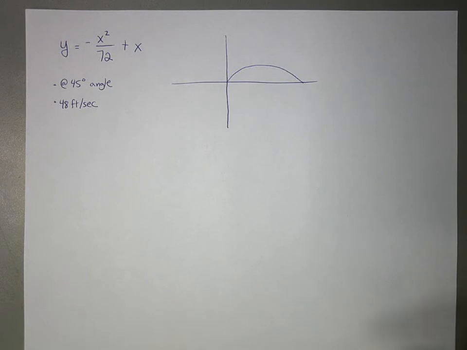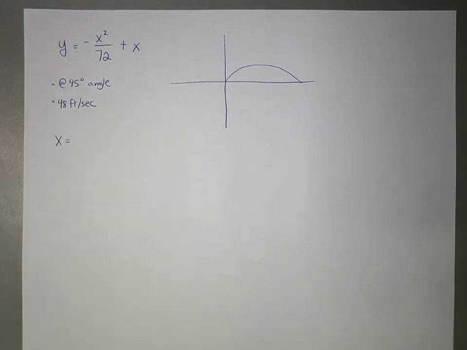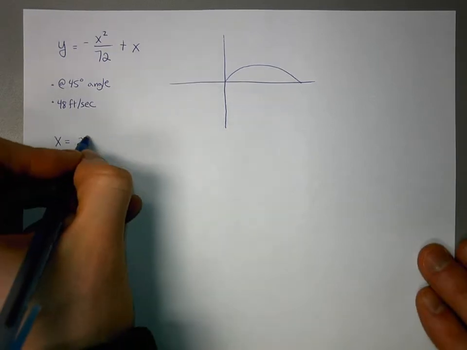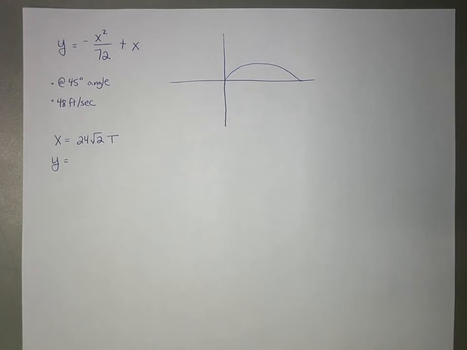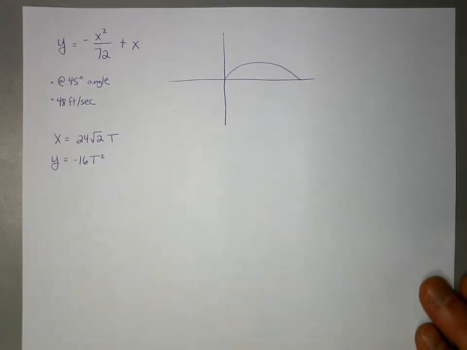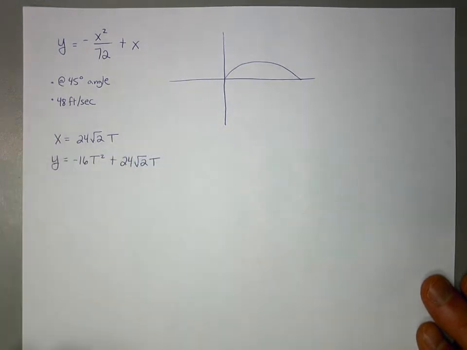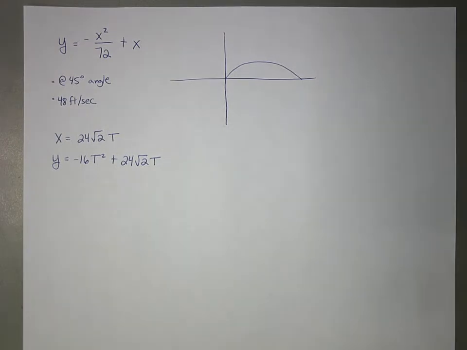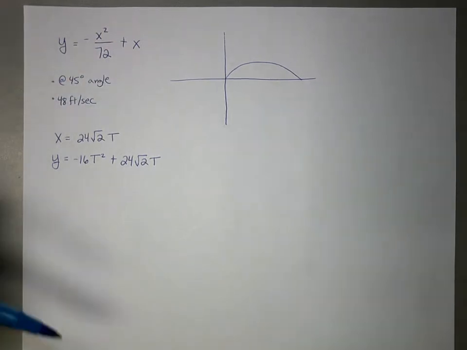And I just threw out to you that when we write this in parametric form, it ends up being x equals 24 square root of 2 t and y equals negative 16 t squared plus 24 square root of 2 t. You're probably wondering, well, how do you get the square root of 2 from this equation, or the 24 or the 16? They're nowhere to be found.